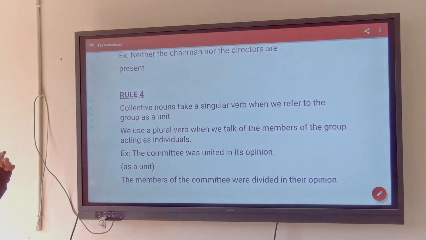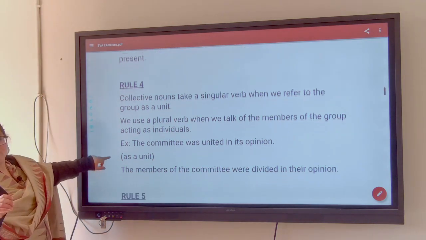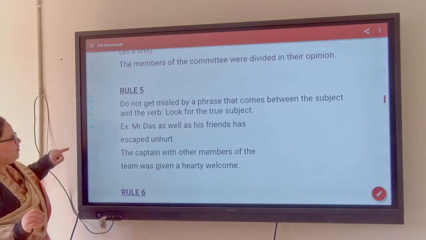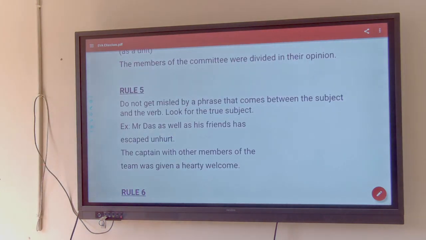However, when we're talking about individual members, which is countable, we will use a plural verb. This is rule number 4. Moving on to rule number 5. Do not get misled by the phrase that comes between the subject and the verb.